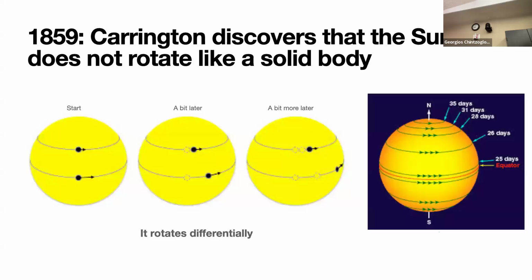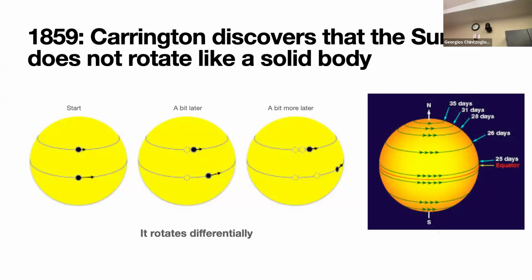So if you have two sunspots, for example, appearing at different latitudes, this is the equator of the sun, and this is a bit higher, and you wait, you give it a few days, then you'll find that the one on the equator moves much faster. It's not a projection effect. It moves literally much faster than the one that is actually in the northern hemisphere.